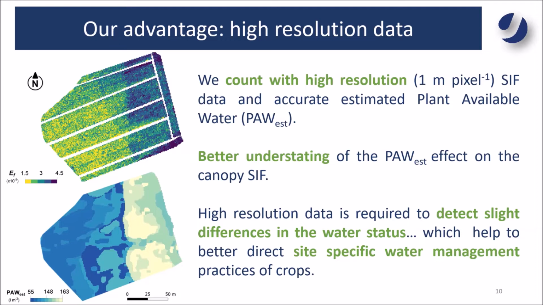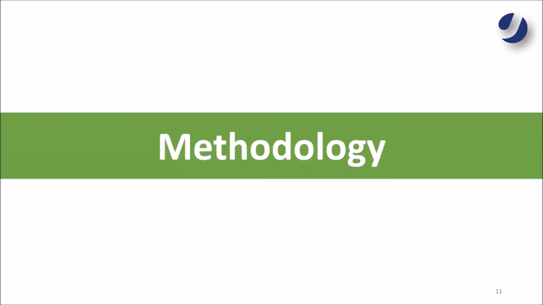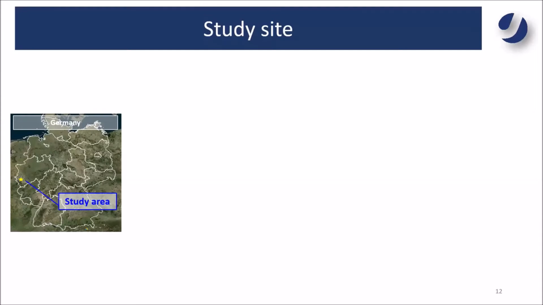And at the end, we want to prove or study this because we think that providing this knowledge could help to better direct site-specific water management practices of crops. Site-specific, let's say, precision agriculture or precision irrigation, those are close concepts. Now let me pass to the methodology.